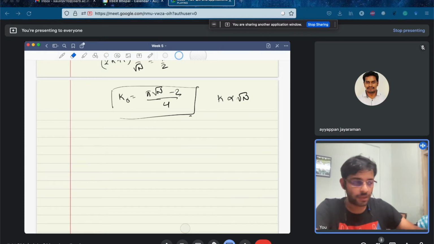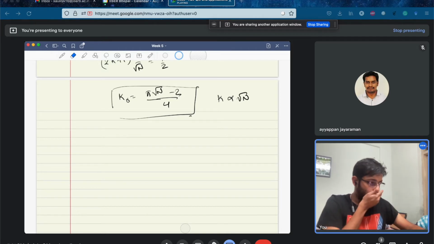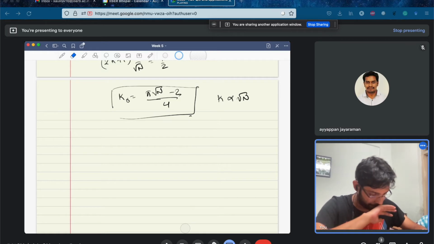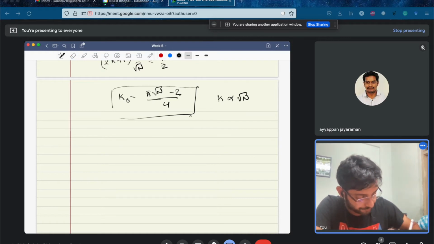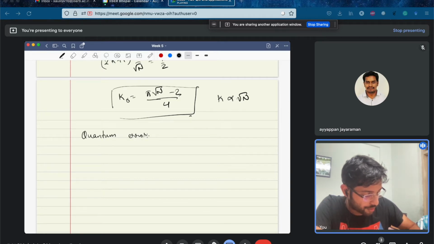Okay, and similarly, in the next case, what we are going to find, sorry, is quantum error corrections.